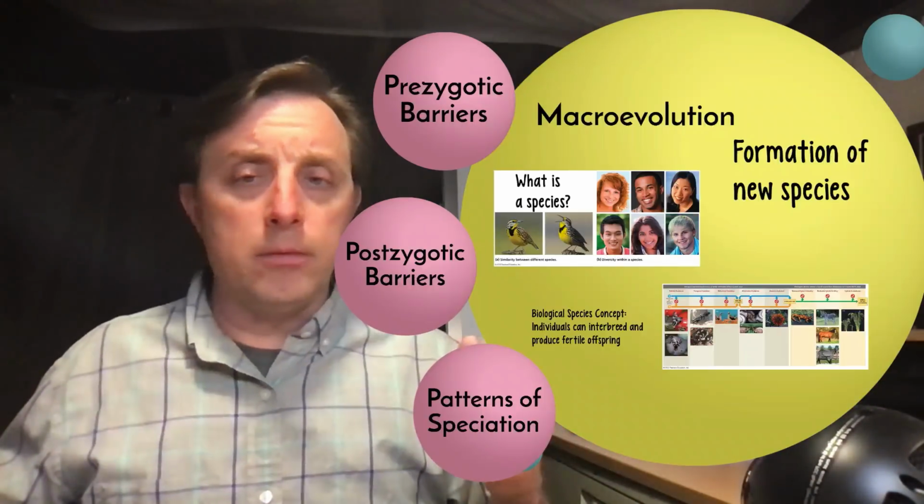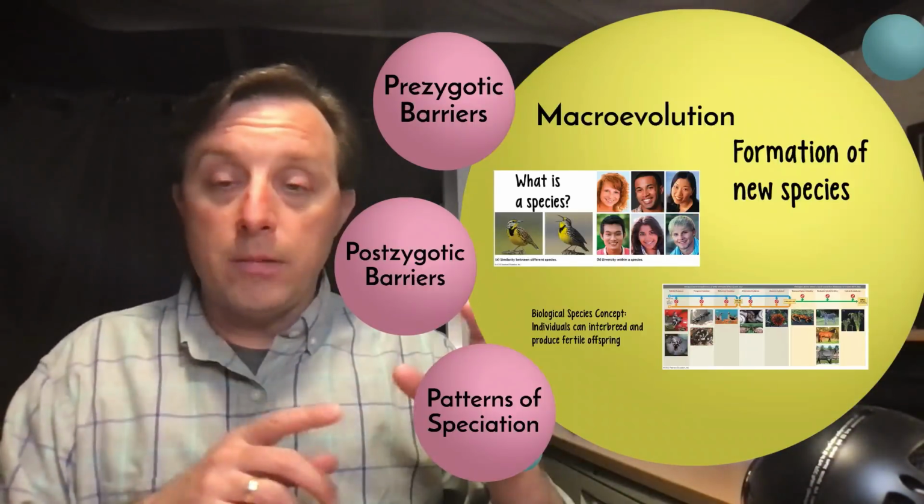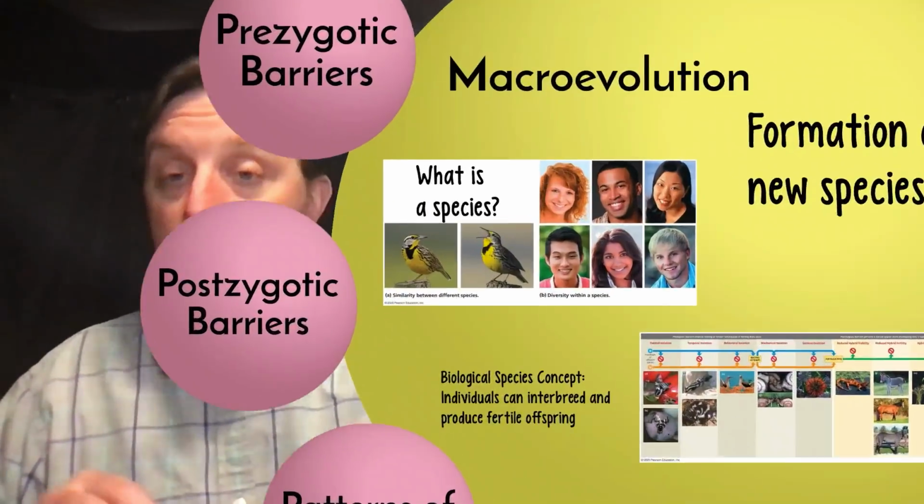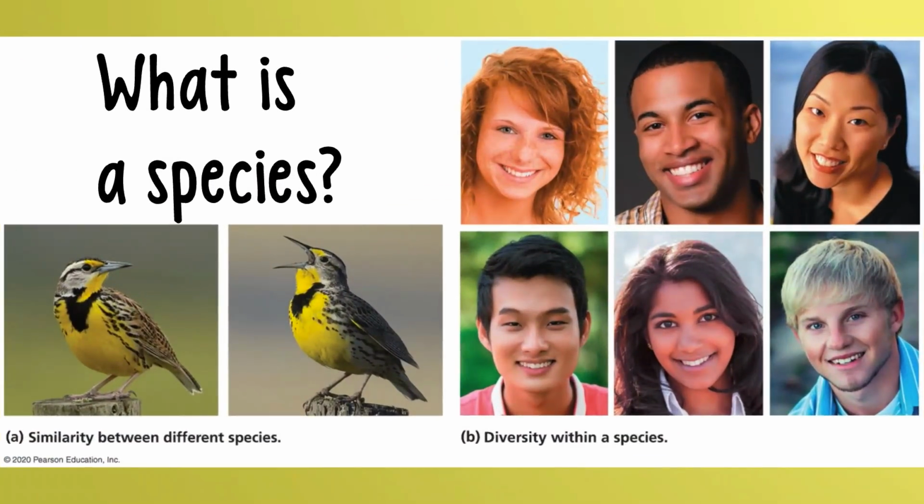Before we talk about formation of species, I want to take a minute and actually define species, because it can be a little tough. The two birds there look very similar, but they are different species, and all of the humans there on the left all look very different, but they are the same species. What is our definition of species that we could use that would allow the two birds to be kept separate, but all of those people to be put together as a species?